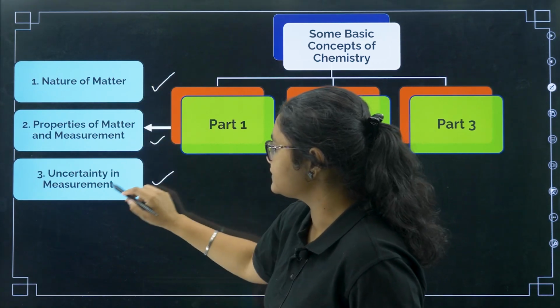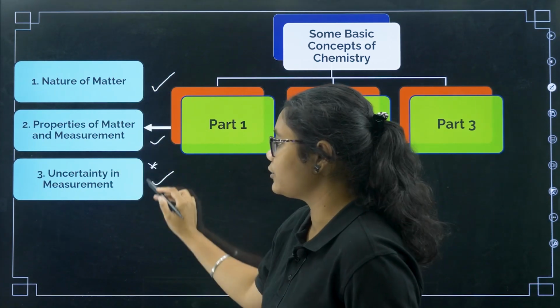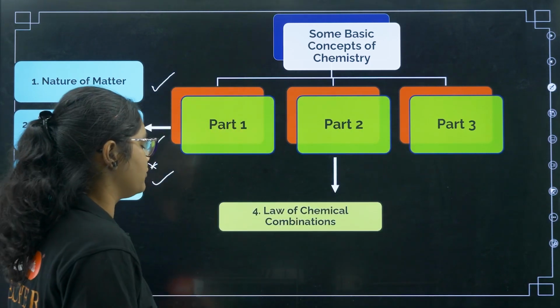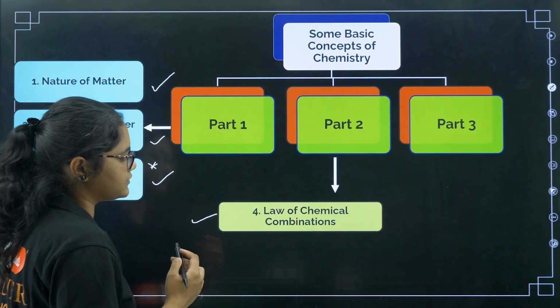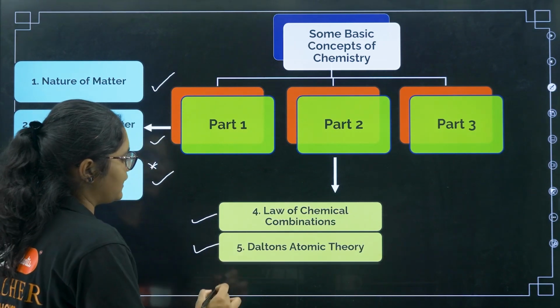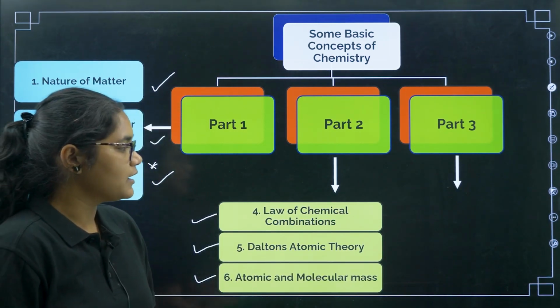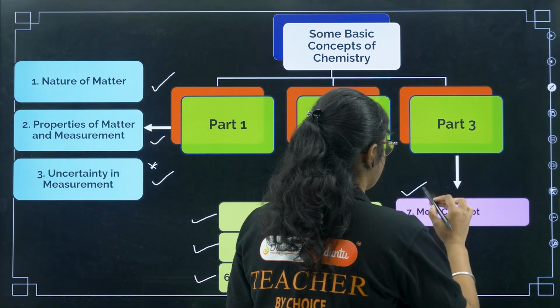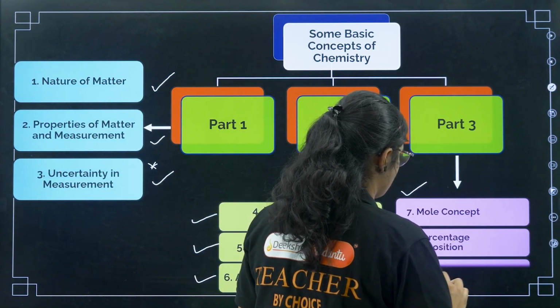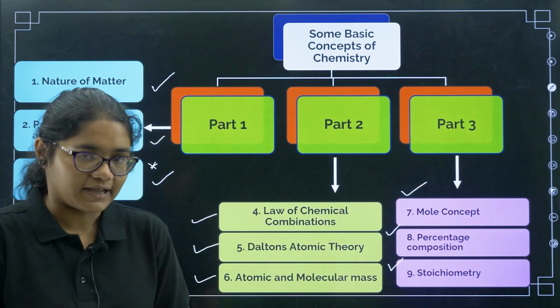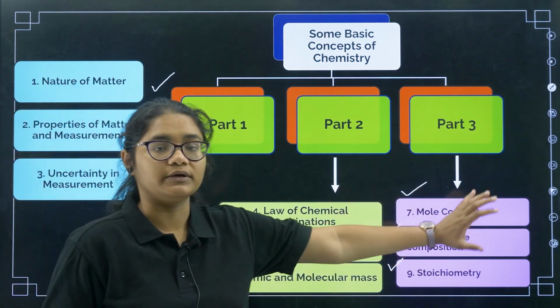So out of all these things, this topic is important from where you can expect the questions, okay? Next, part 2. Here we are going to discuss in the next class laws of chemical combination, Dalton's atomic theory, and atomic and molecular mass. And in part 3, which is most important, we are going to discuss mole concept, percentage composition, and stoichiometry.